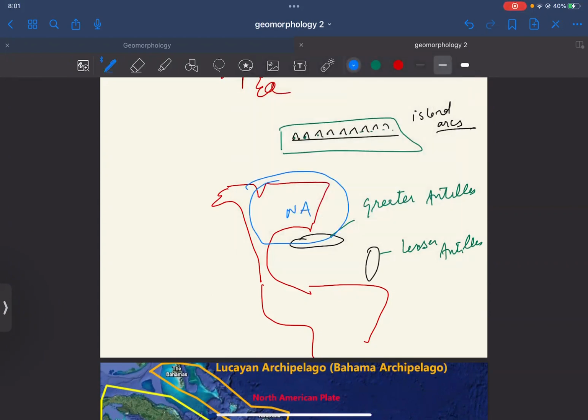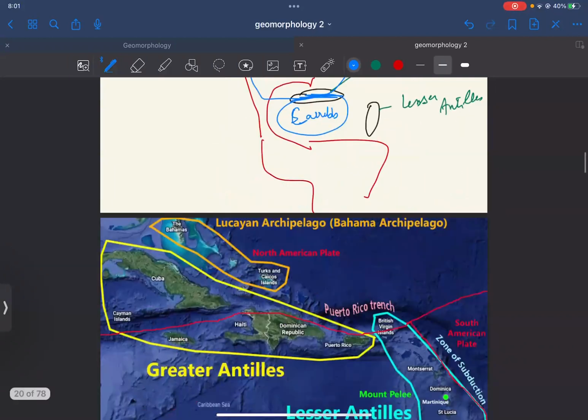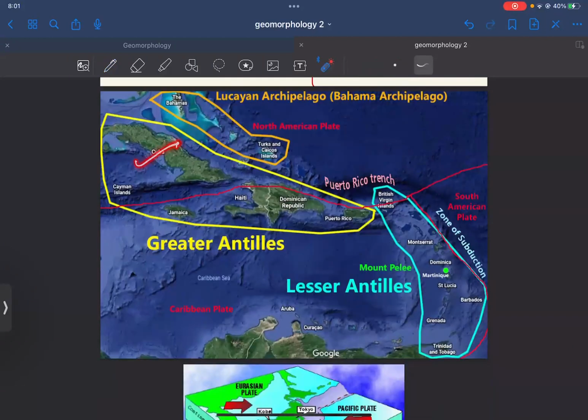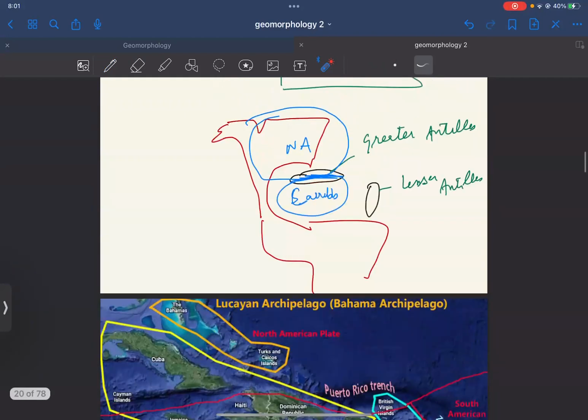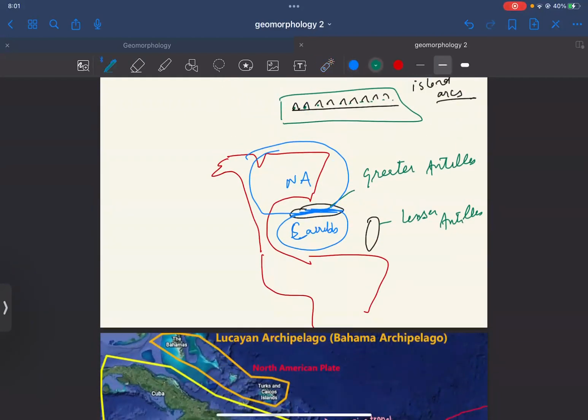North American plate. Over here we have Caribbean plate. Caribbean is a minor plate. So subduction of this North American plate under the Caribbean plate led to the formation of Greater Antilles Island, Cuba, Haiti, Jamaica, Dominican Republic, Puerto Rico, Cayman Islands. So these were formed, even Bahamas. And the trench that was formed was Puerto Rico Trench.